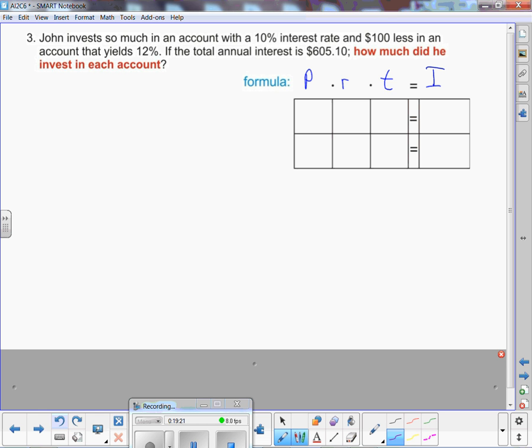Let's go ahead and label our chart here, our rows. In this one, we really don't have a lot to go on. We just have account 1 and account 2. And that's all we can do there. Do you remember what you fill in first in your chart? I hope you remember. It's the variable column. Makes life easier. How much did he invest? How much did he invest in each account?